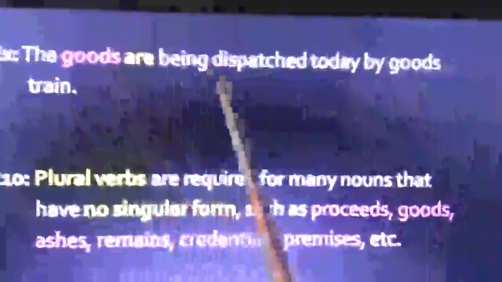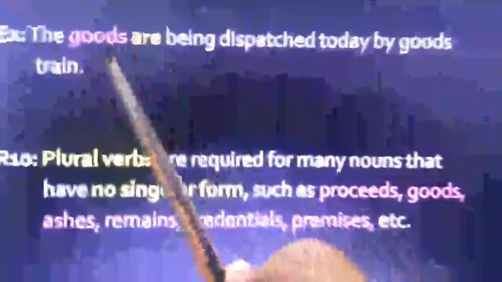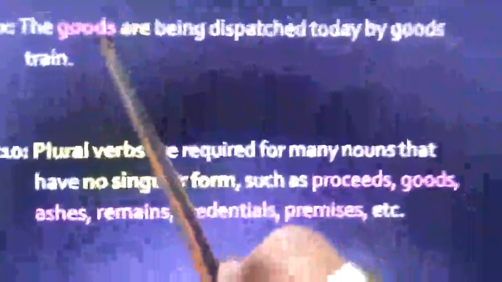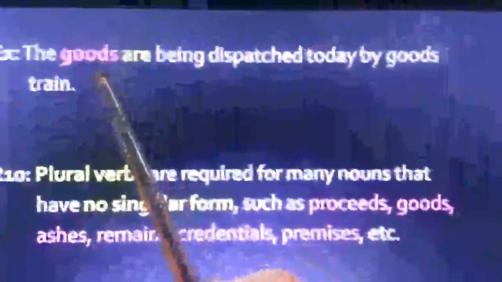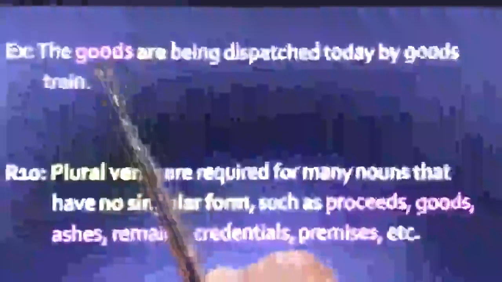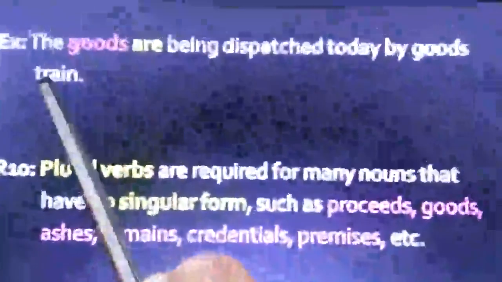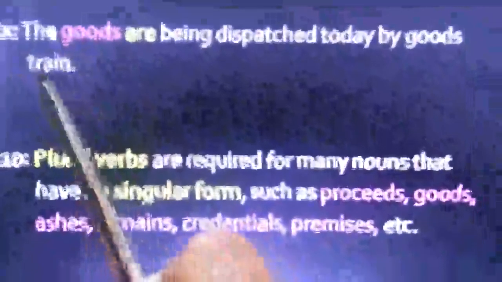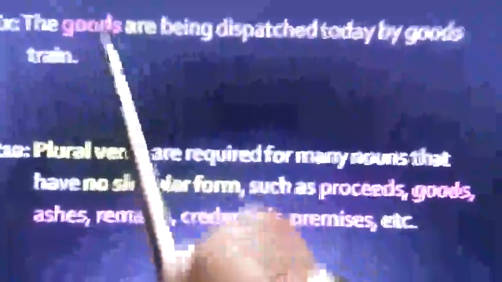This is one more example. See this sentence: The goods are being dispatched today by goods train. Here the word goods, that means we are talking about the goods. Actually, a few words are used only in their plural form. They have no singular forms. Some words in English are used only in plural forms. If they are used in a singular form, then the meaning of the word changes. So a few words in English have only plural forms. They don't have any singular forms.